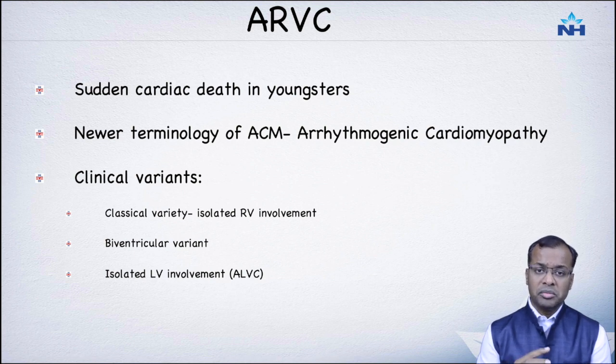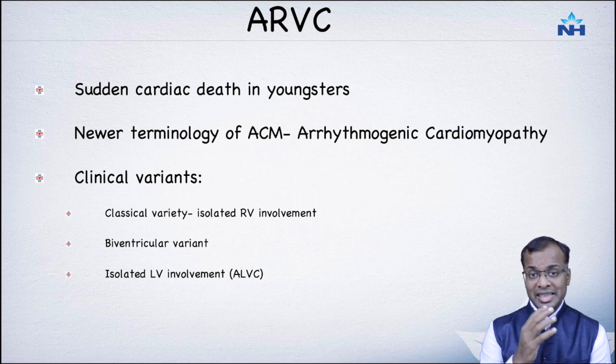The classical form of ARVC is the form which has been very well described. This is the one which we commonly see, where there is predominantly right ventricular involvement with right ventricular fibrofatty replacement and VT or other arrhythmia as presentation. Another variety that we have started seeing nowadays is a biventricular variant, whereby there is right ventricle as well as left ventricle involvement, whereby right predominates or left predominates, but both the ventricles are involved.